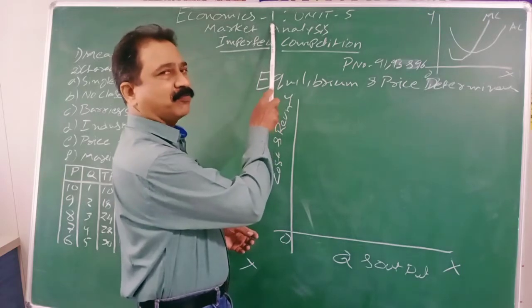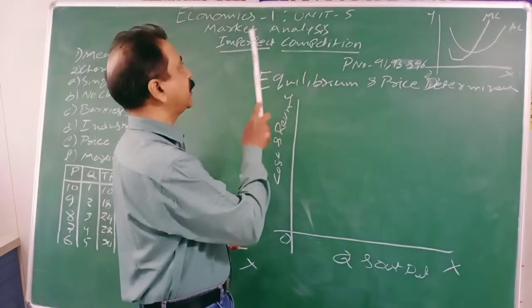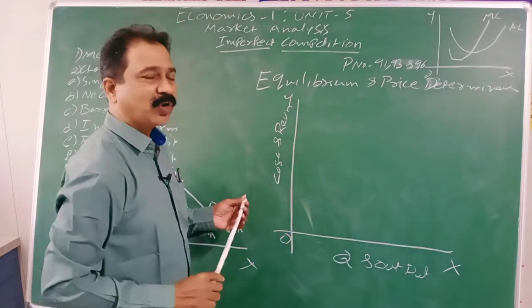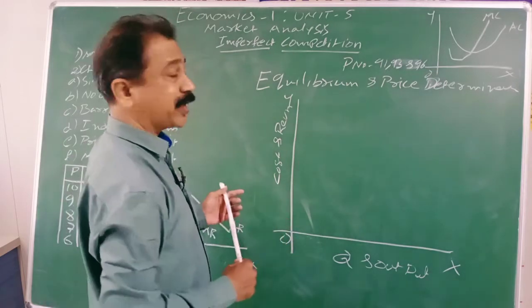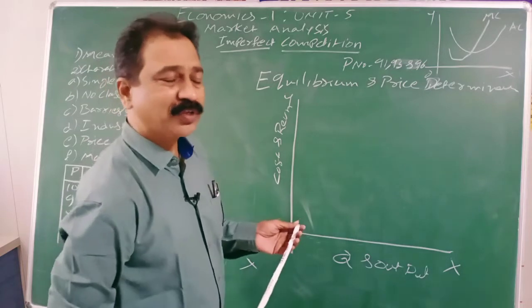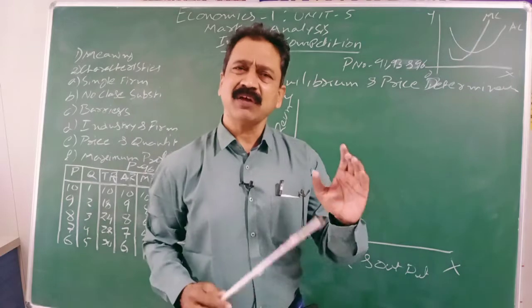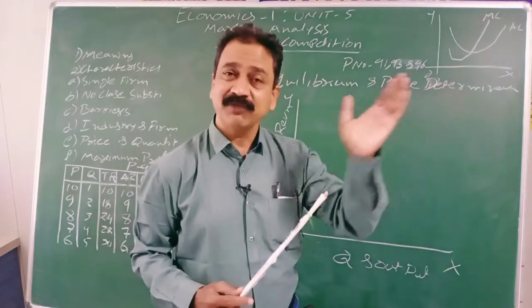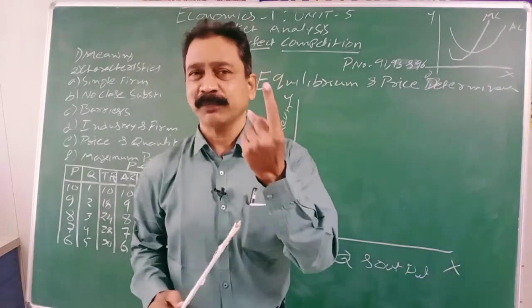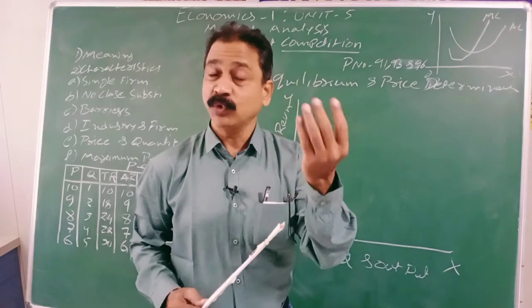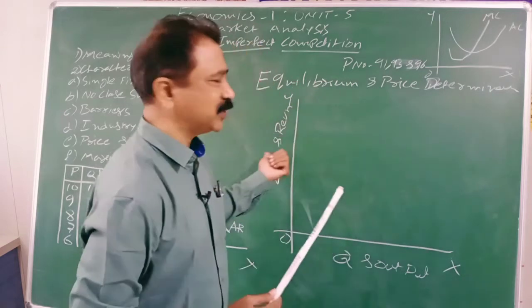Economics, first year, Unit 5, Market Analysis. We are going through this one. We are almost coming to an end. This chapter is really a tough chapter to understand because in this one, we will discuss everything we learned in the first 4 chapters. We will discuss price, demand, supply, revenue, cost, everything comes into this one.